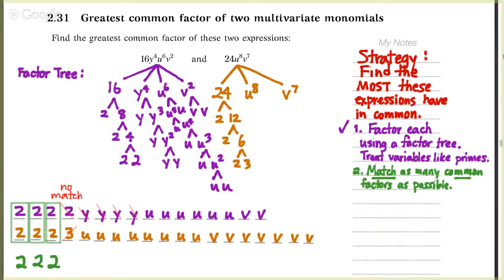Well, there are no y's whatsoever in the second expression. So all of those y's that are a part of our first one are not going to have matches. So they're going to go away. They're not a part of our greatest common factor because they're not common to both.